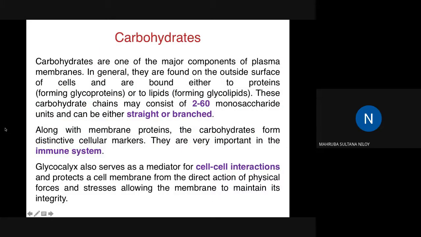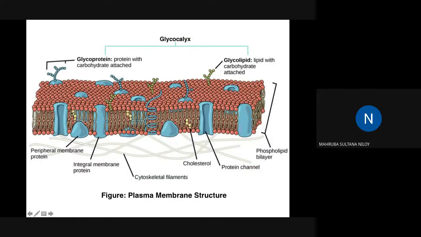So what is the function of this carbohydrate? These carbohydrates actually act as cellular markers. For example, our cell may carry these kinds of carbohydrates, and a bacterial cell may carry different carbohydrates. So then our immune system can recognize, okay, this cell is ours and this one is a foreign cell. Is it clear?